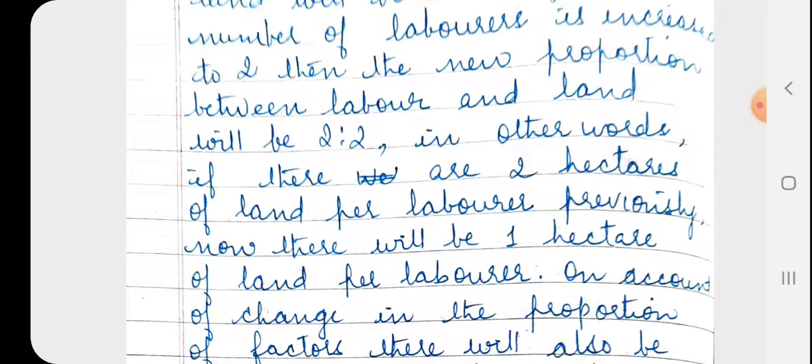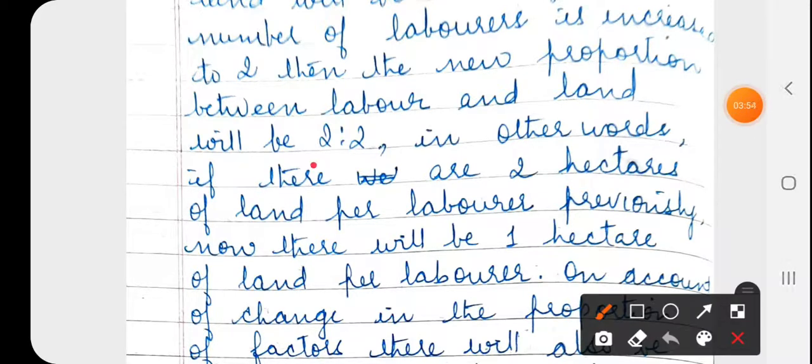Previously, when the land was available to only one labor, that particular one labor was giving some production. Now you are employing one more labor, so the proportion becomes 2:2. Previously, the 2 hectare land was available to one labor. Now this 2 hectare land is available to two laborers, which means 1 hectare for each laborer.